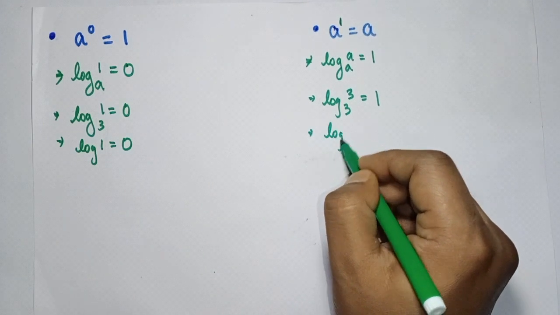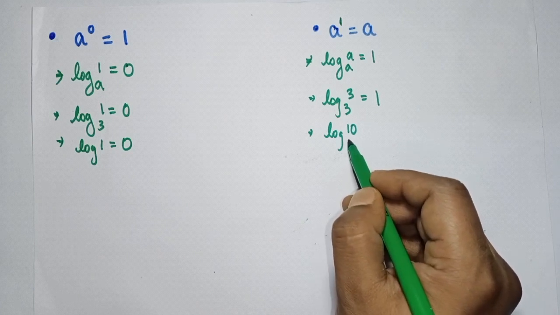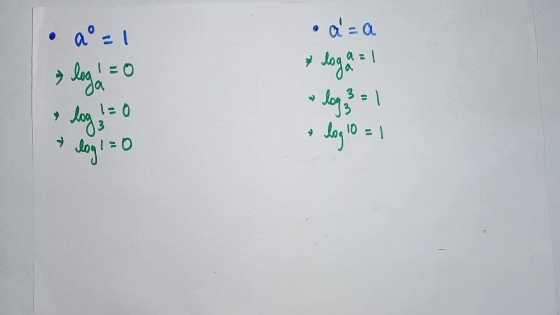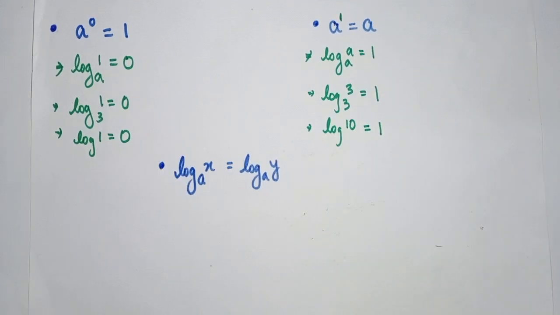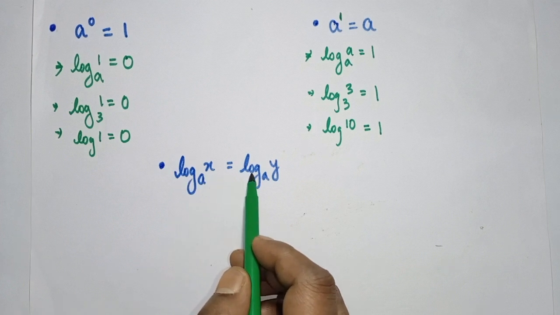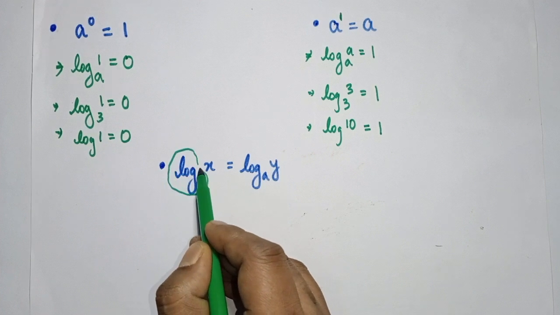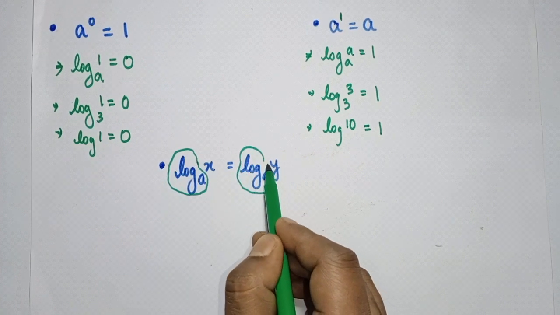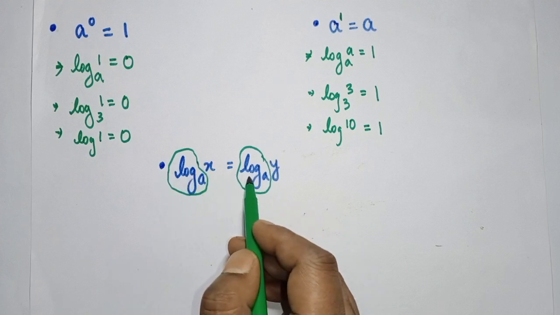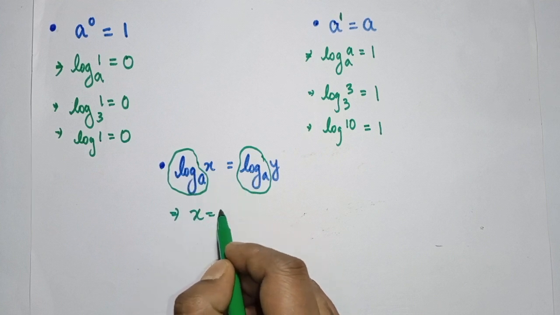Similarly log 10, already I have told you this is your natural log. In this the base will be 10, so log 10 I can directly write as 1. In this you can see that log a x equals log a y. The log is the same, so directly these two will get cancelled. Actually we will multiply by the exponential. So these will go, and we get x equals y.